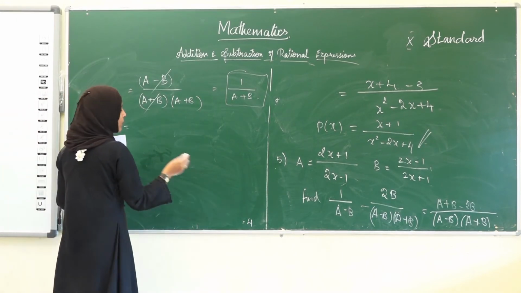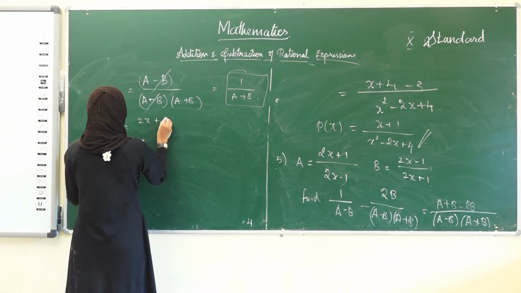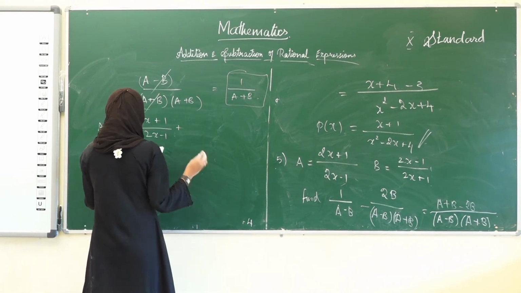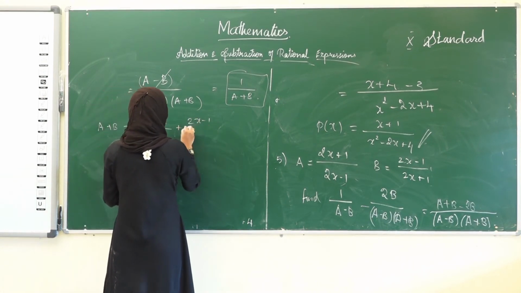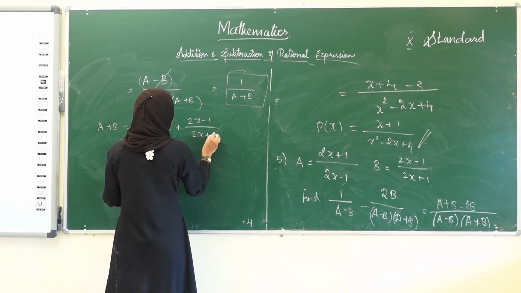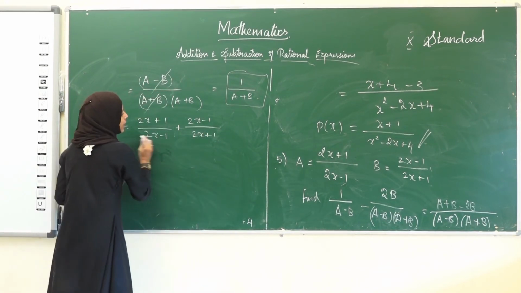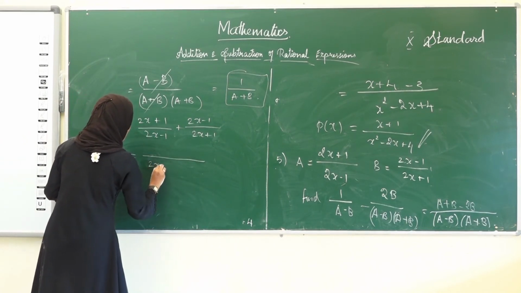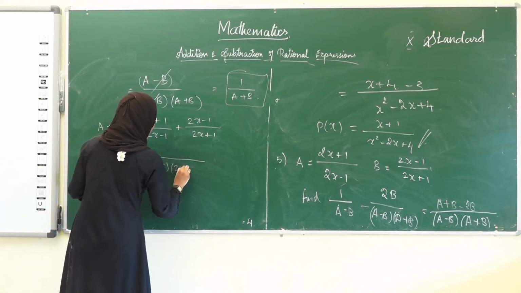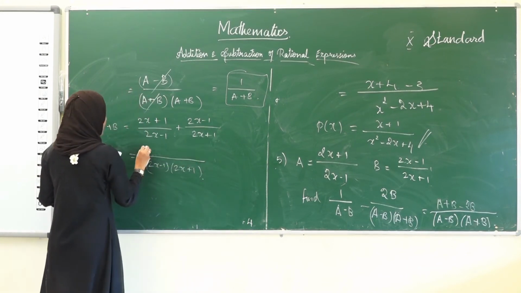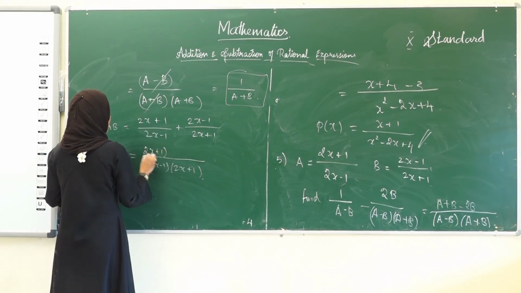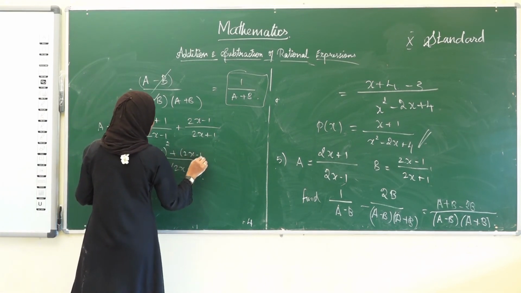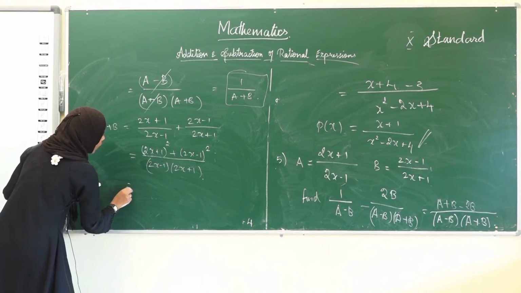What is the a term they have given? 2x plus 1 divided by 2x minus 1. And the b term is plus 2x minus 1 divided by 2x plus 1. See here, the denominators are not common, therefore take the LCM. The LCM is 2x minus 1 into 2x plus 1. On cross multiplying, the numerator will be 2x plus 1 the whole square plus 2x minus 1 the whole square. We have to solve this.